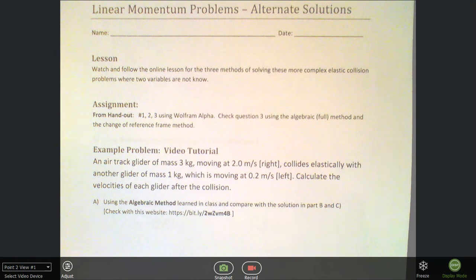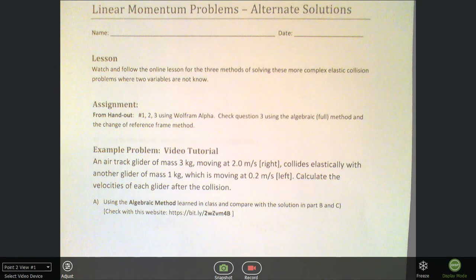Sometimes you can get a completely elastic collision and you don't know the final speeds of the two objects, but you can actually solve it. And solving it takes a little bit of work algebraically. However, it's not hard. You just got to put in the effort to do it. So I'm going to show you three ways to solve it.